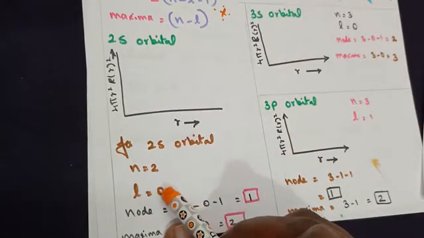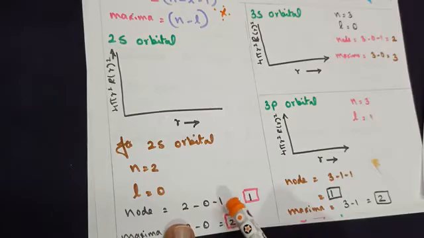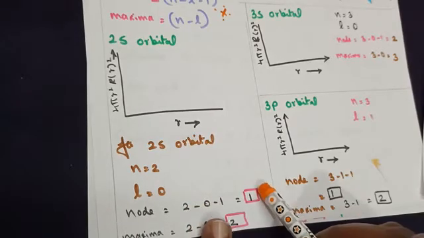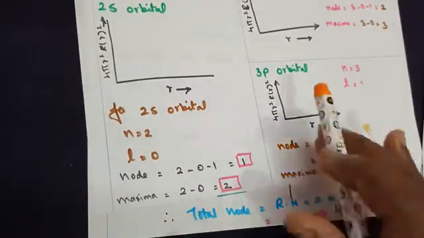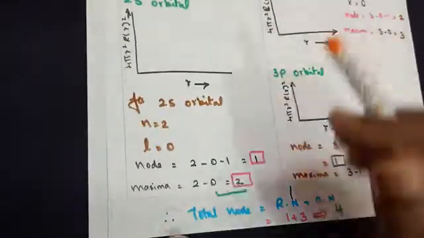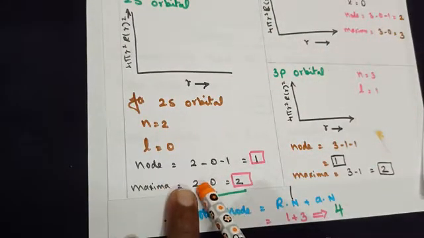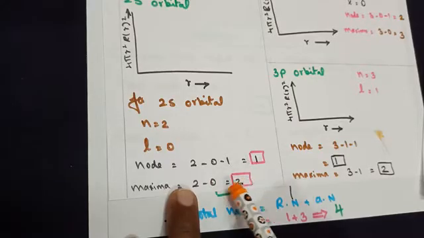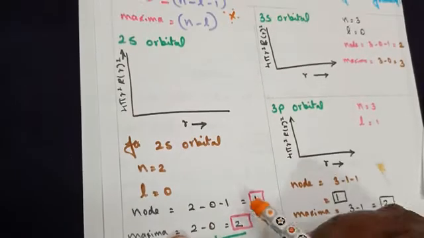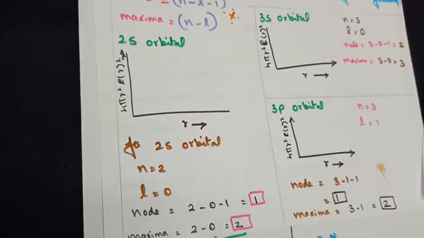Minus L value is 0, minus 1 from the formula. So what will be the final answer? 1. The maxima formula is n minus L. So when you substitute 2 minus 0, L value is 0, 2 minus 0 will give you 2 as the answer. Now how to represent this?